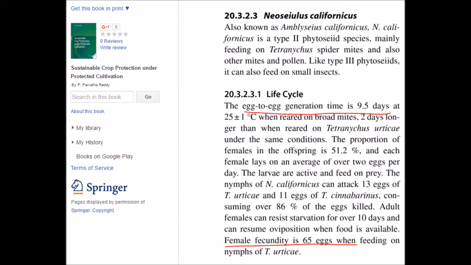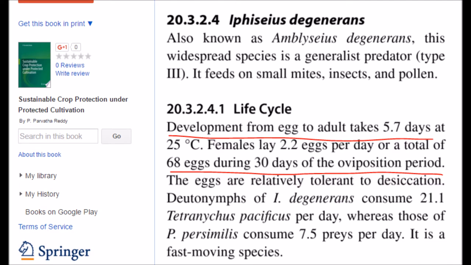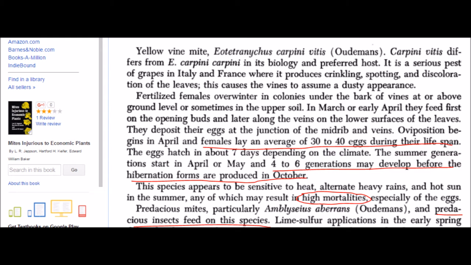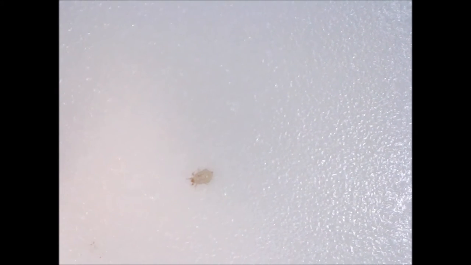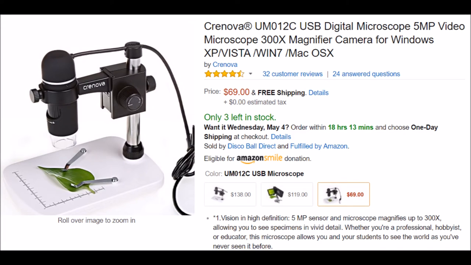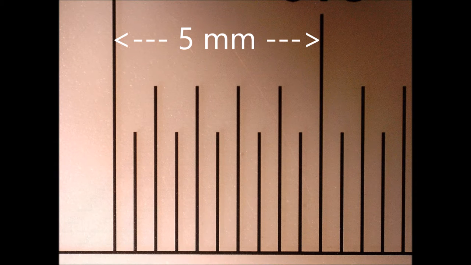The next sources that I'll show seem to be more for plant mites rather than soil mites, but they provide some additional data points about mite life history in general. This video shows what I think are mites, perhaps white mites of some sort. If you think these aren't mites, please let me know in the comments. These are filmed with a Cronova USB digital microscope. You can see the magnification scale used based on this picture.